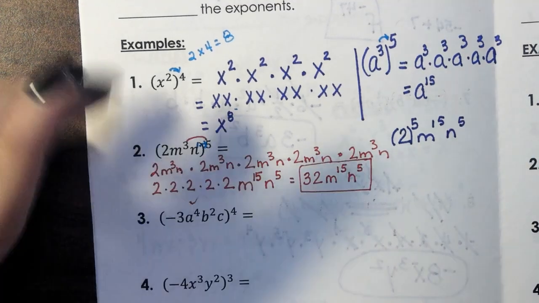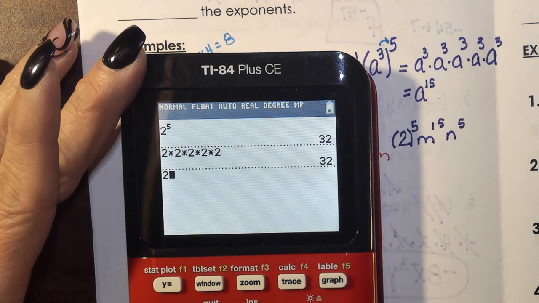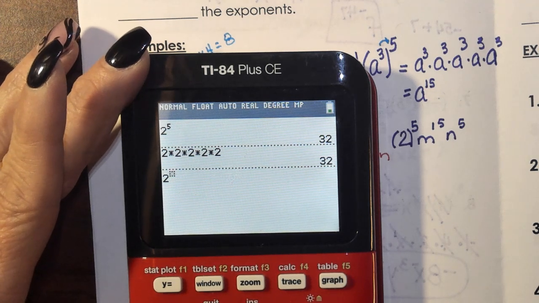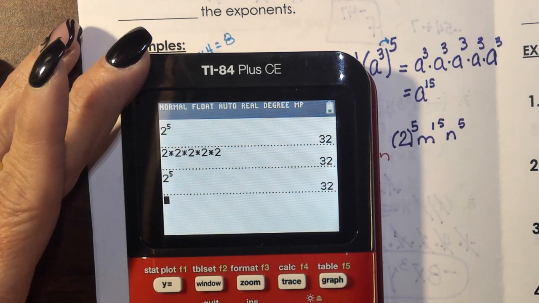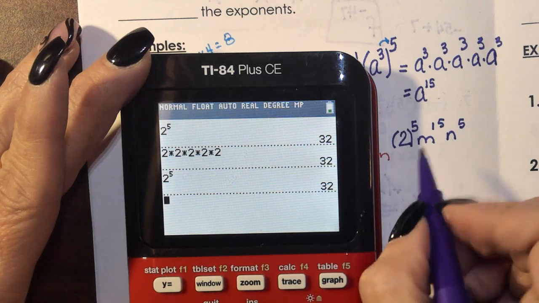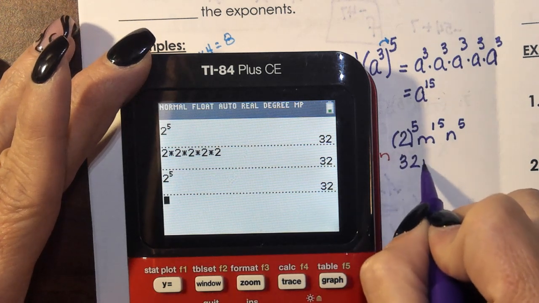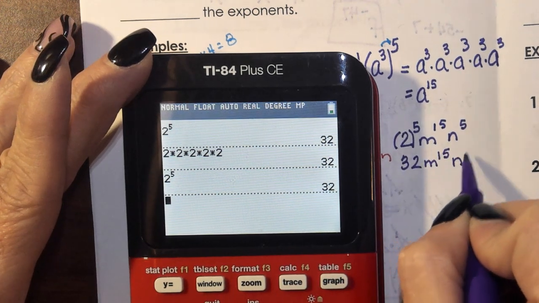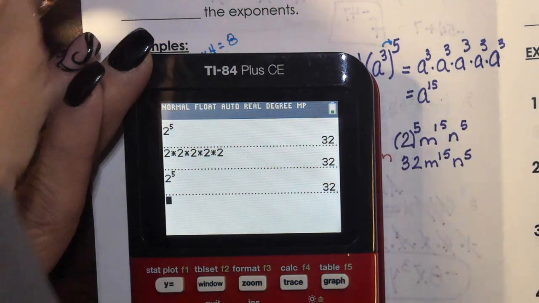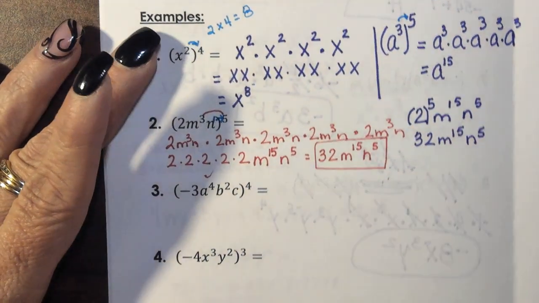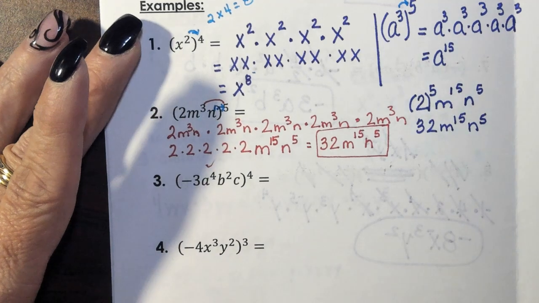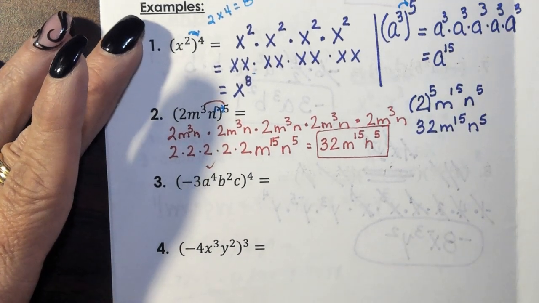And then in my calculator, I would say 2 to the 5th, which is what I have there, is 32. And then I would say 32, m to the 15th, n to the 5th. Okay, that's just one way to do it. Exponents are super bossy. Remember that when you're working on these.